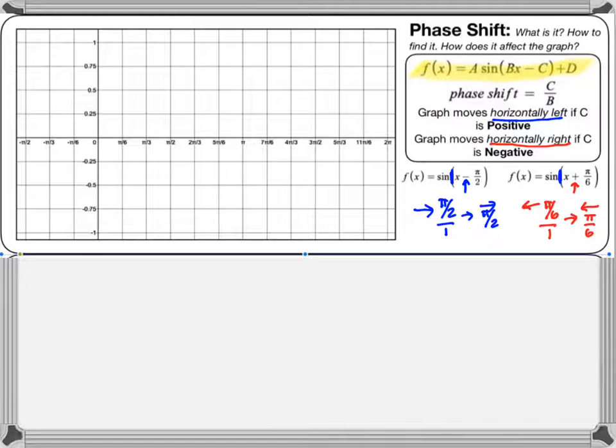So what I'm going to do is put a nice looking graph on here first, and we're just going to draw out a typical sine wave here, okay?